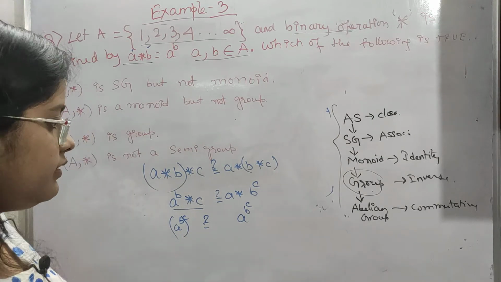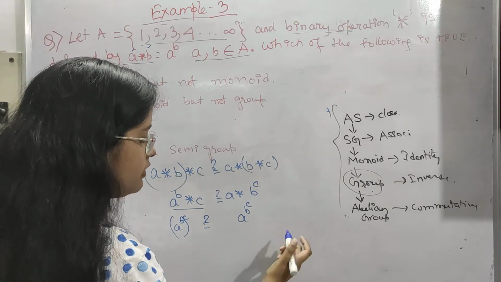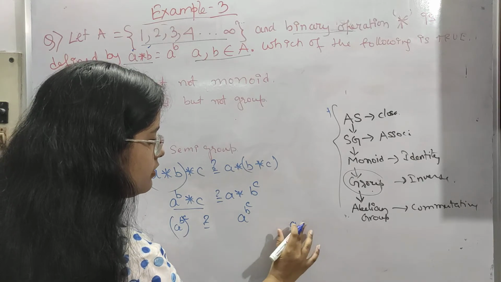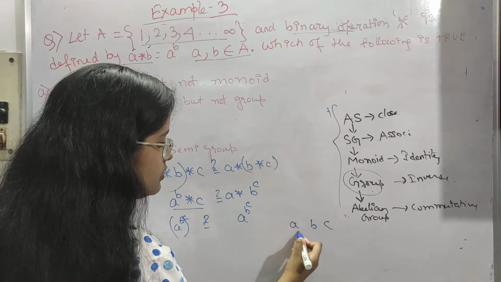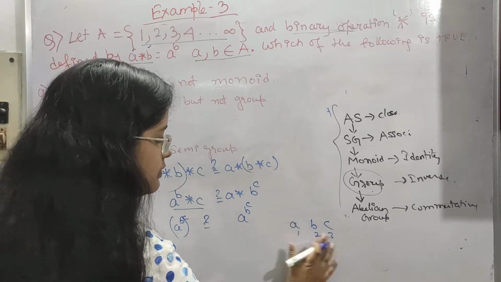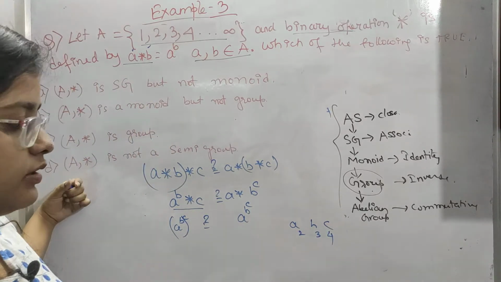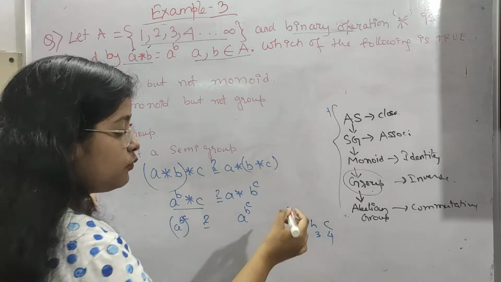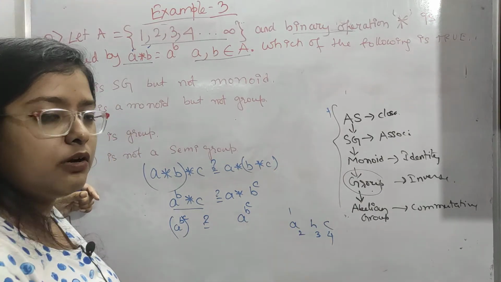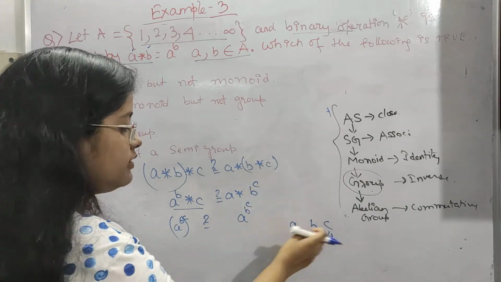Okay, so let me write some numerical values here. So let's take A, B, C as 1, 2, 3, actually it will come as 1. So let's take 2, 3, 4. Now if we take this, see why haven't I taken 1? If I have taken 1, anything to the power 1 will be 1 only. So let's take 2, 3, 4.